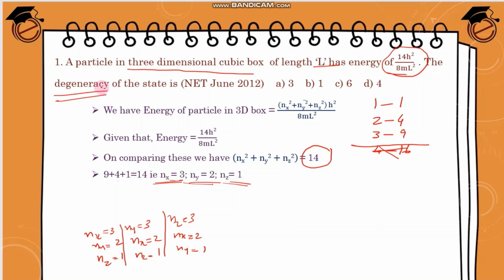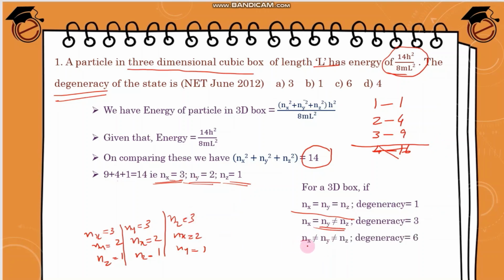If we have this kind of values, it is a difficult process to find the value, so we have a shortcut. For a 3-dimensional cubic box, if all three levels have the same value, degeneracy will be 1. If at least one value is different, degeneracy will be 3. If all values are different, degeneracy will be 6. This is the shortcut. You can apply this for a 3-dimensional box. Remember, it is only for a 3-dimensional box.